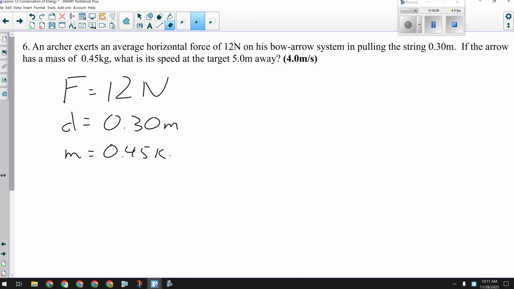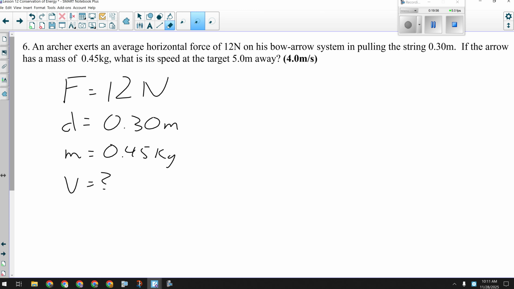0.450 kilograms. That's ridiculous. That's a really heavy arrow. Should probably be 0.045. That might make a little more sense. This is like a pound. I'm pretty sure an arrow doesn't weigh a pound. So yeah, it's a heavy arrow anyway. Okay, what's its speed at the target 5 meters away? All right, so I'm looking for speed.